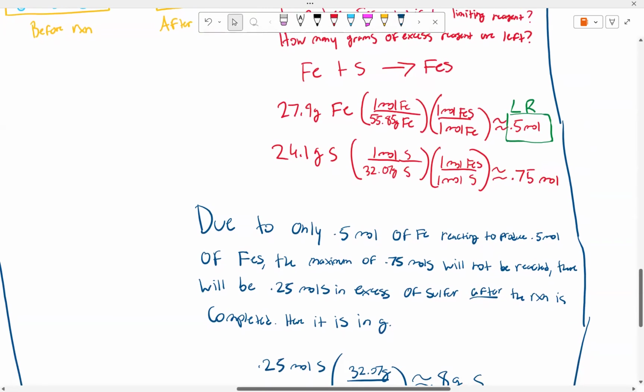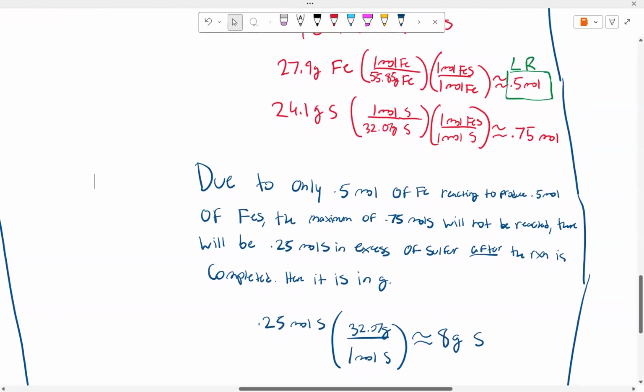So only 0.5 moles of iron are reacting to produce 0.5 moles of FeS. So the maximum of 0.75 moles will not be reached, and there will be 0.25 moles of excess. Because remember, 0.5 moles are reacting, right? So that's like the capacity for it to react. So 0.75 minus 0.5, that's 0.25 moles of that sulfur that will not be touched after the reaction is completed.